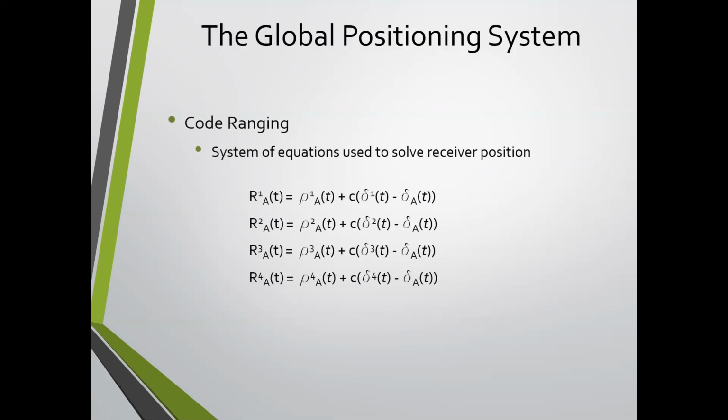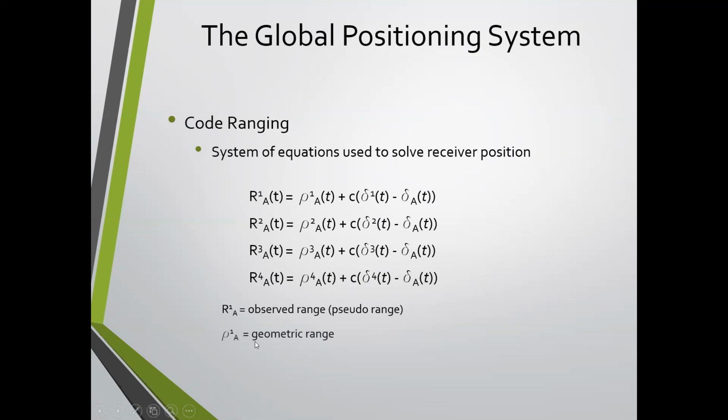So code ranging, again, is another system of equations, a simultaneous thing used to solve your receiver position. If we look at the variables here, R 1 over A, the 1 is your satellite. So notice they're showing you're using 4 satellites here. A is the position of the receiver. And this is then referred to as your pseudo range.